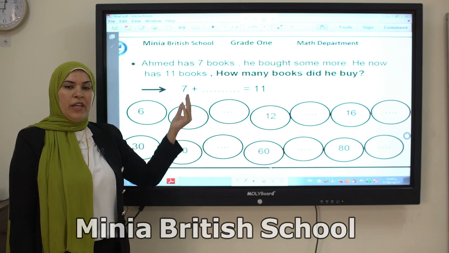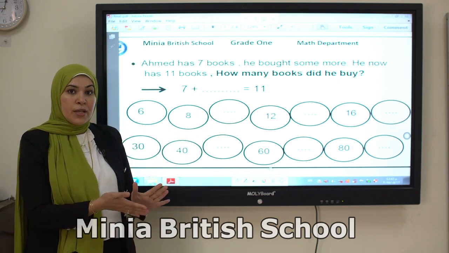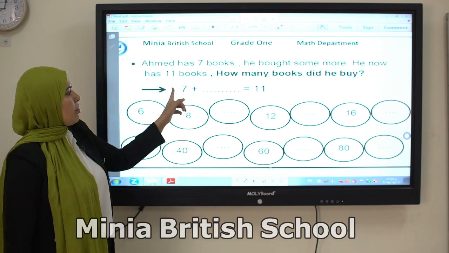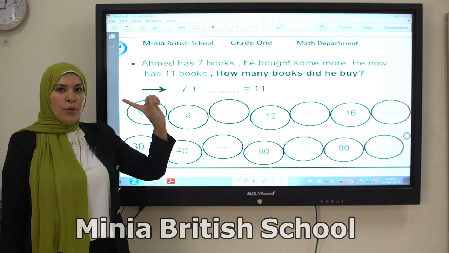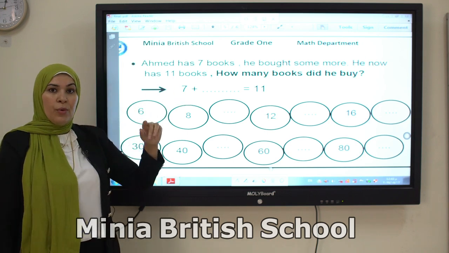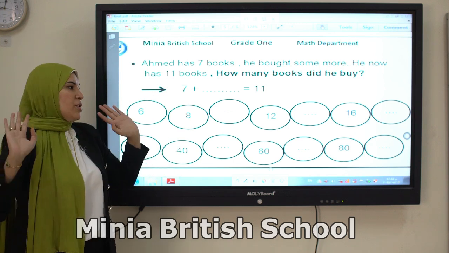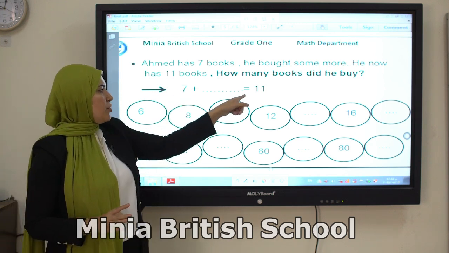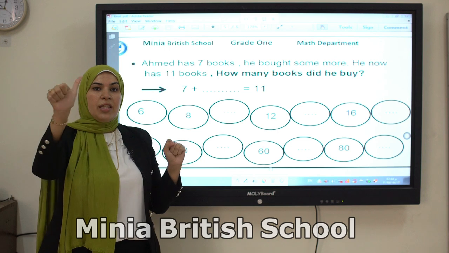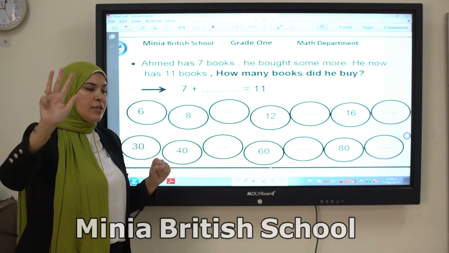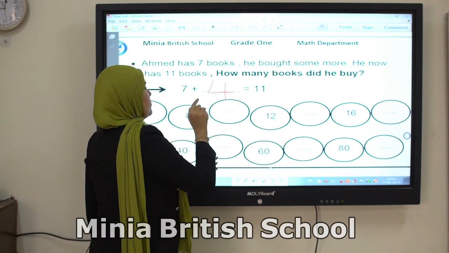And we said before, if you see the missing number is a sign plus or minus, you will make the same steps. Can here I make 11 plus 7? No, because the sign is plus. If you see the missing number, count after the smaller to reach the bigger. So I count after 7 to reach 11. After 7: 8, 9, 10, 11. So how many fingers? 4. So the answer is 4.